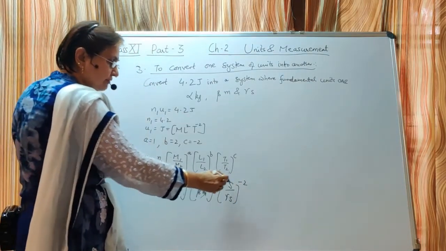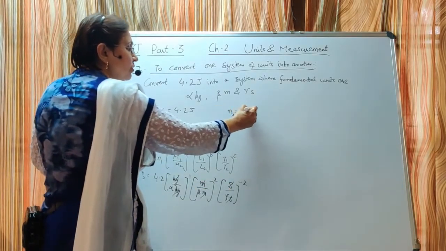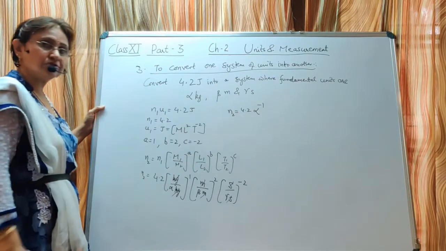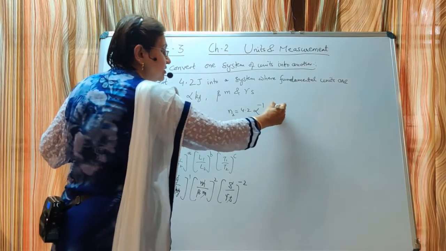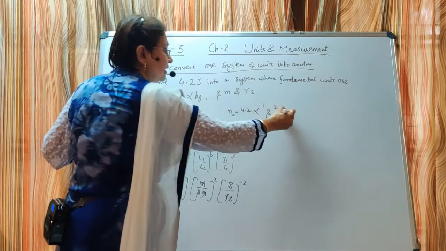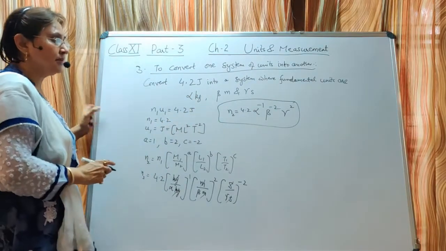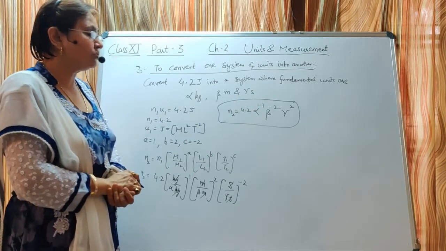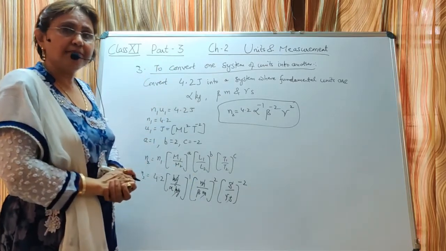Kg cancels out, in the same way meter and seconds cancel out. So what do you get? N2 is 4.2, 1 upon alpha, which can be written as alpha raised to the power -1. 1 upon beta square can be written as beta raised to the power -2. 1 upon gamma raised to the power -2 can be written as gamma square. So the numeric value in the new system is 4.2 alpha raised to the power -1, beta raised to the power -2, gamma square. Okay, so these are the three applications of dimensional analysis.